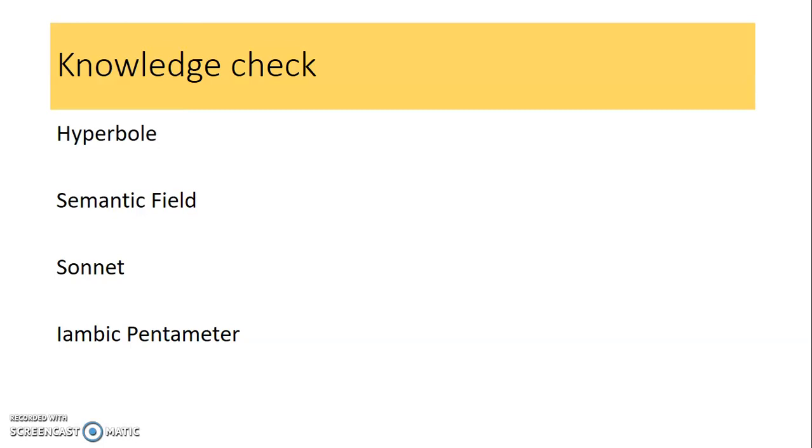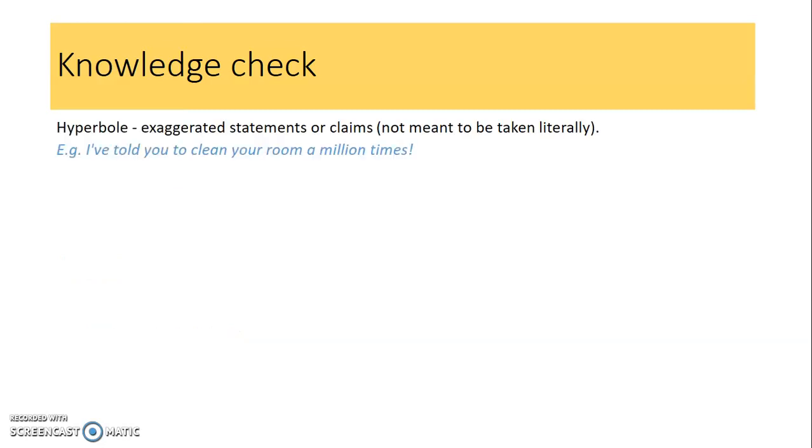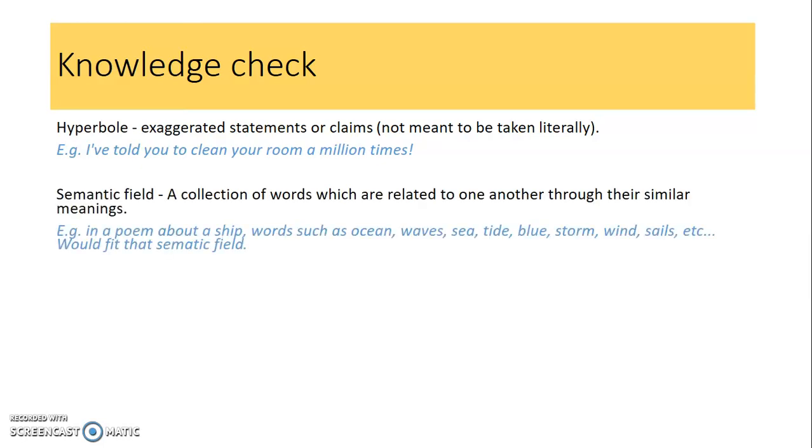Okay, so let's have a look. Now you've done that task, let's go through and look at the answers. So a hyperbole is the use of exaggeration, basically. So it's an exaggerated statement or a claim. It's not meant to be taken literally. So I've put an example here. You may have heard this said to you before. I've told you to clean your room 1,000,000 times. Now the person probably hasn't said it 1,000,000 times, but they've exaggerated it for effect. So that would be hyperbole.